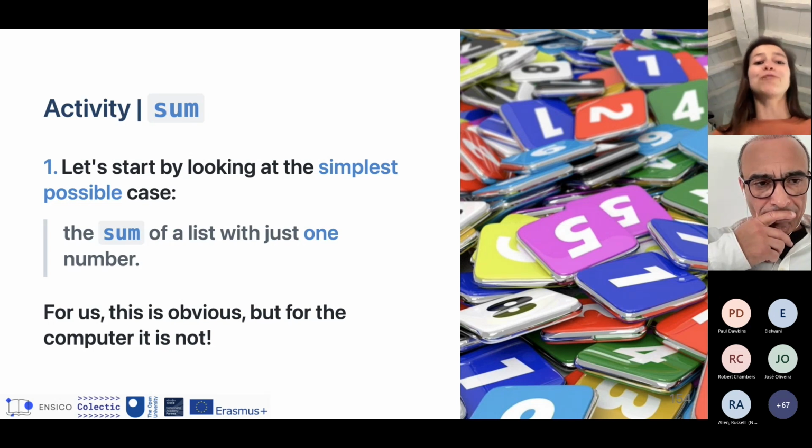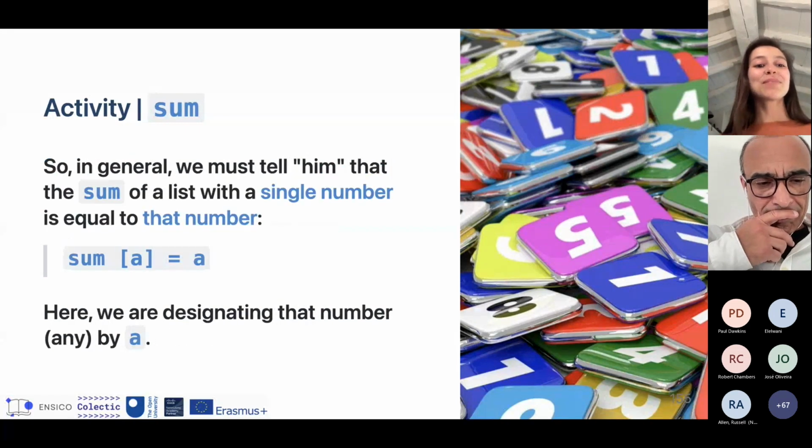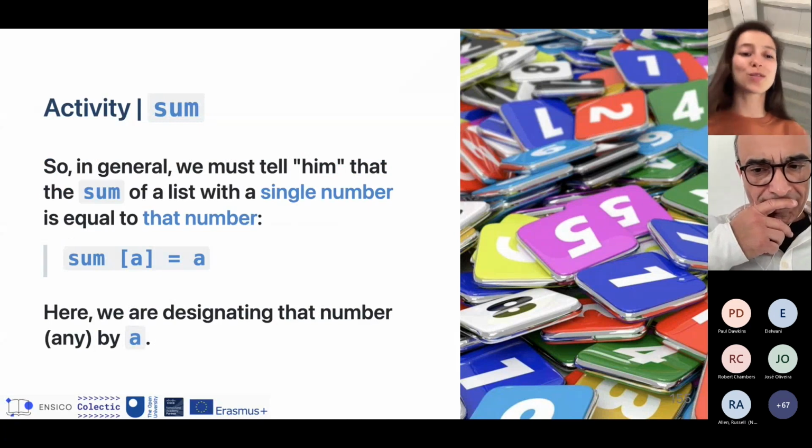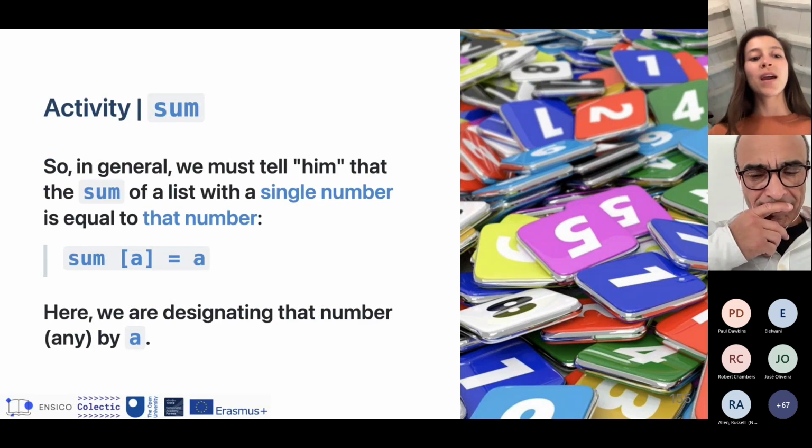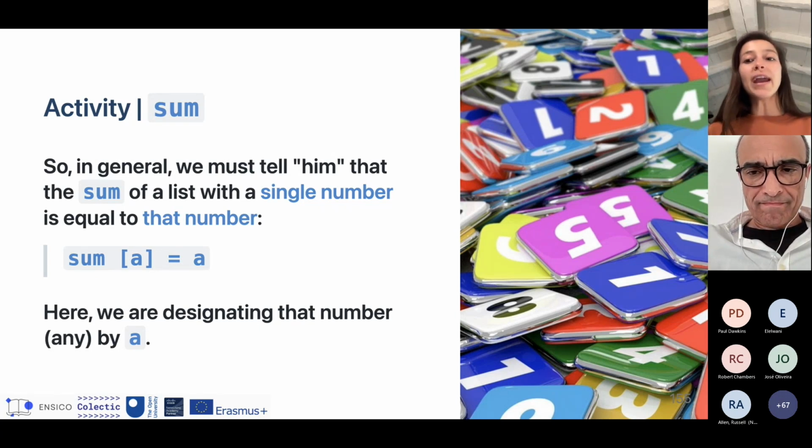Well, for us, this is obvious. It's the number that's on the list. But the computer isn't born with this knowledge, almost like we do. Well, we aren't born with this knowledge either, but you understand what I want to say. Okay, so how are we going to express it? We're going to say, hey, computer, the sum of a list with a single number A is equal to that number A.